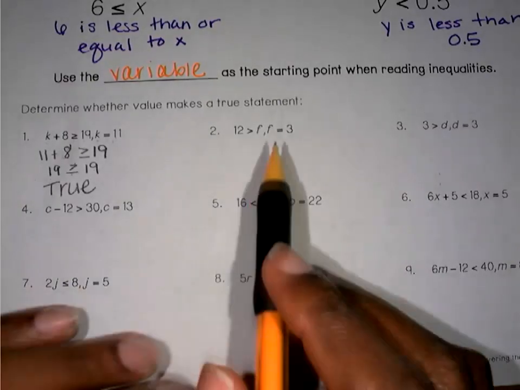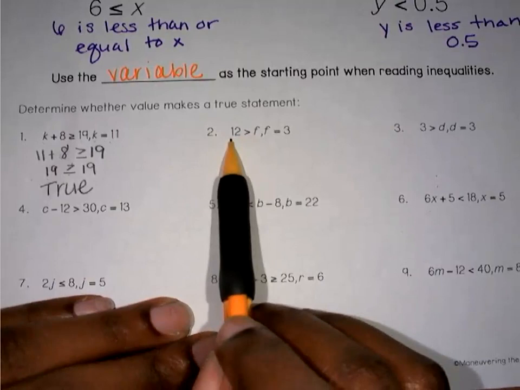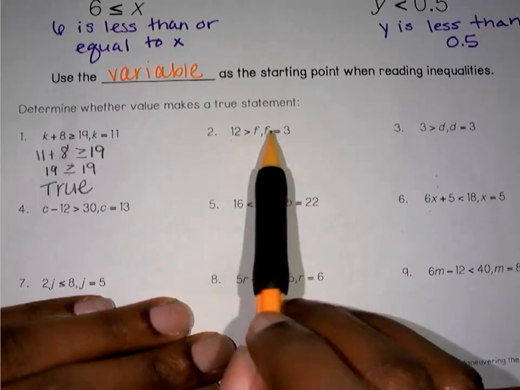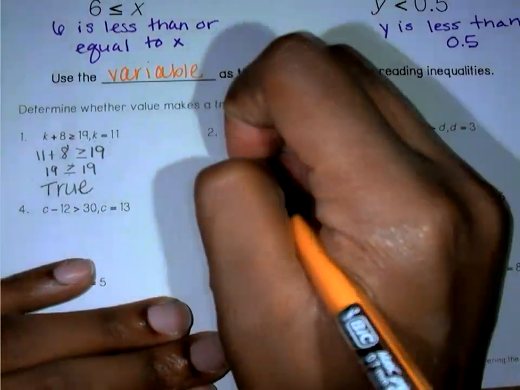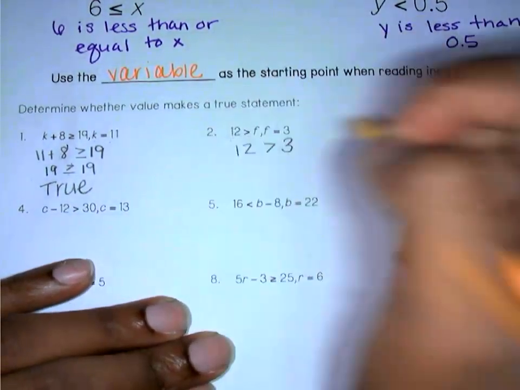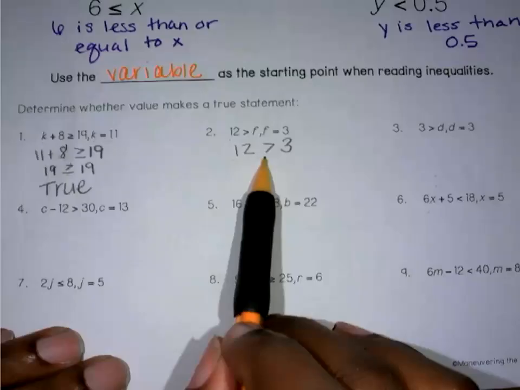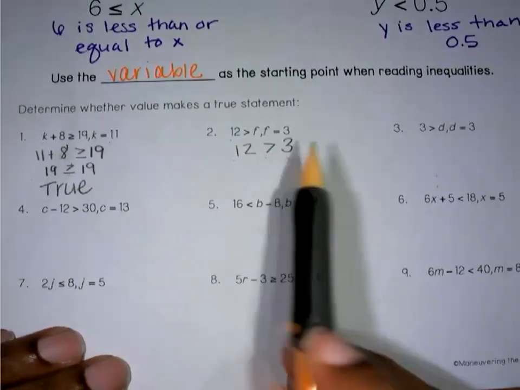All right. Number 2, it says 12 is greater than f when f equals 3. So we're going to replace f with 3. So we have 12 is greater than 3. Is 12 greater than 3? Yes, that is true.